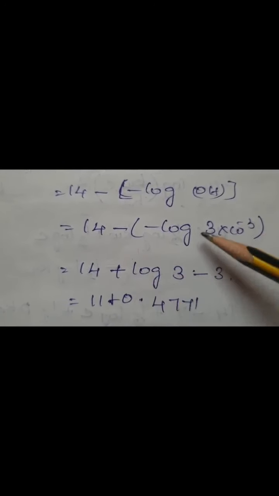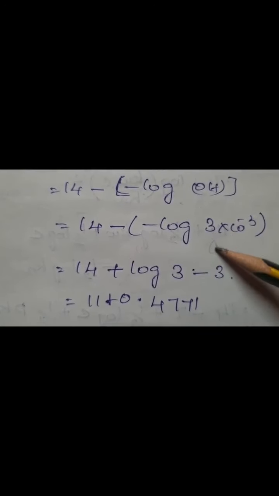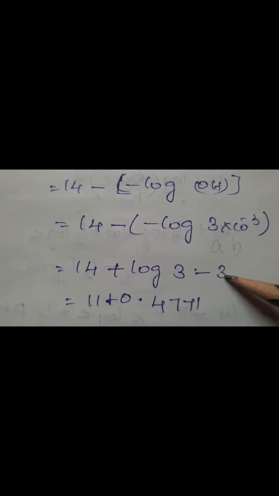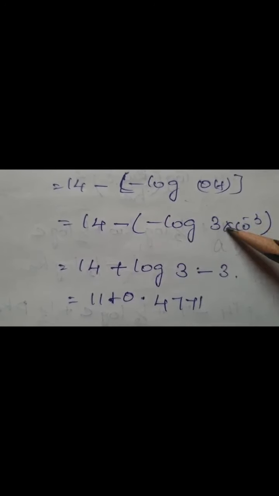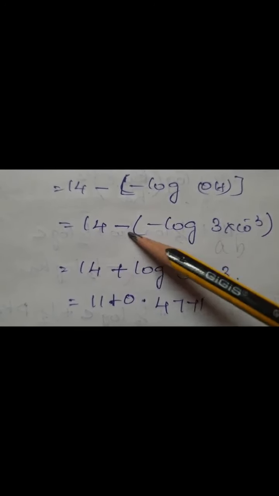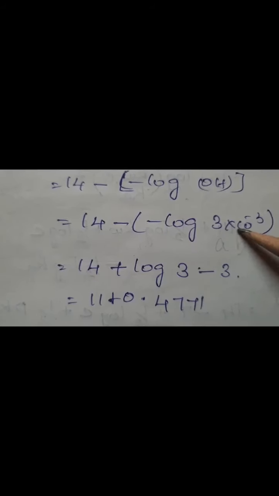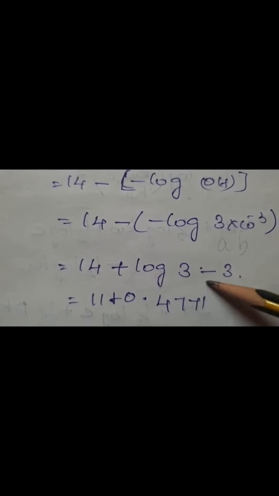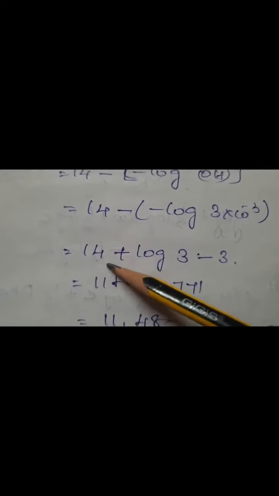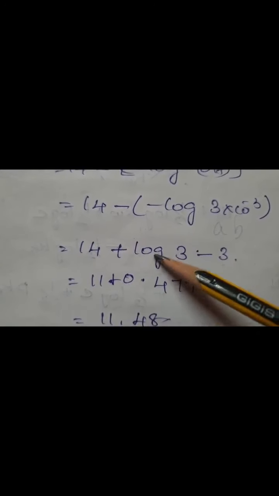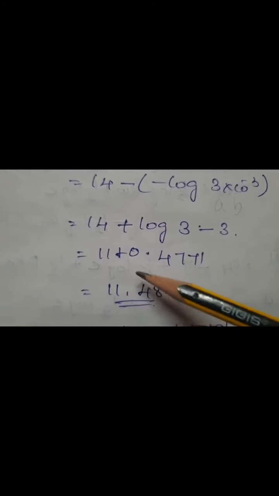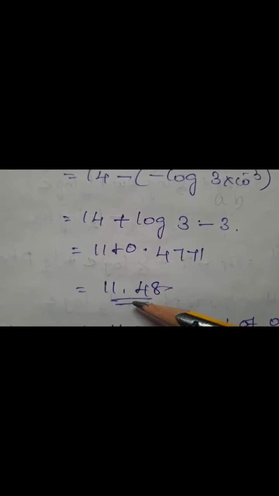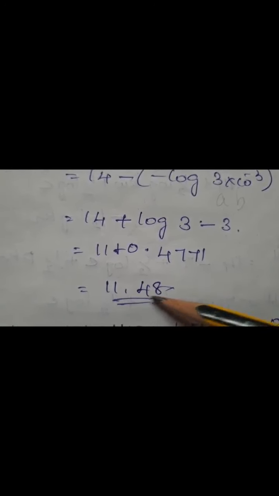So 14 plus, just this is in the form of log AB. So log A plus log B, log 3, minus into minus plus. Okay, this minus will come here. So log 3, 14 minus 3 means 11, plus log 3 is having the value 0.4771. So add these two values. What is the answer you got? 11.48.